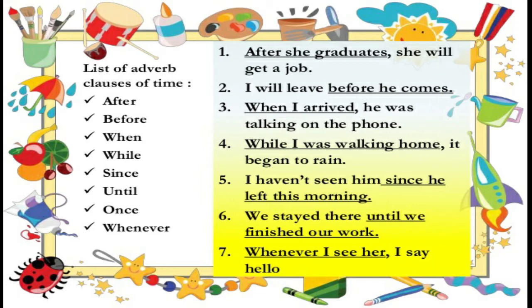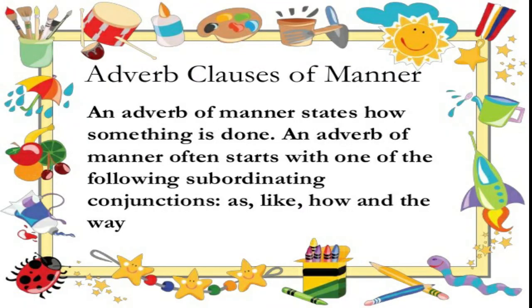adverbial clause. Clear? Next type we have is adverb clauses of manner. It states how an action takes place. So the conjunctions are like as, like, how, and the way. An adverb of manner often starts with one of these subordinating conjunctions. Clear?